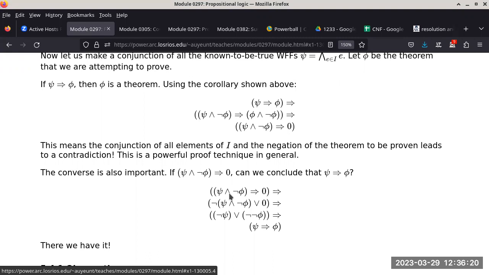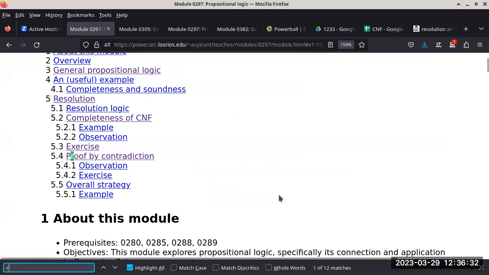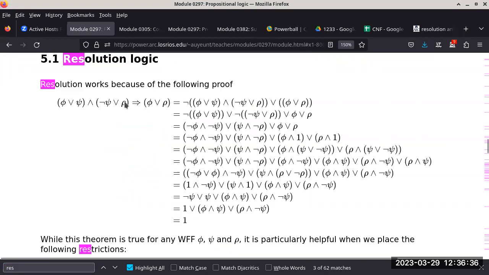And then the second thing you need to do is to repeatedly do something until you either arrive at a contradiction or there are no additional things you can derive from it. That portion has to do with resolution. So we go back to resolution. This is resolution, or at least the theory of resolution.